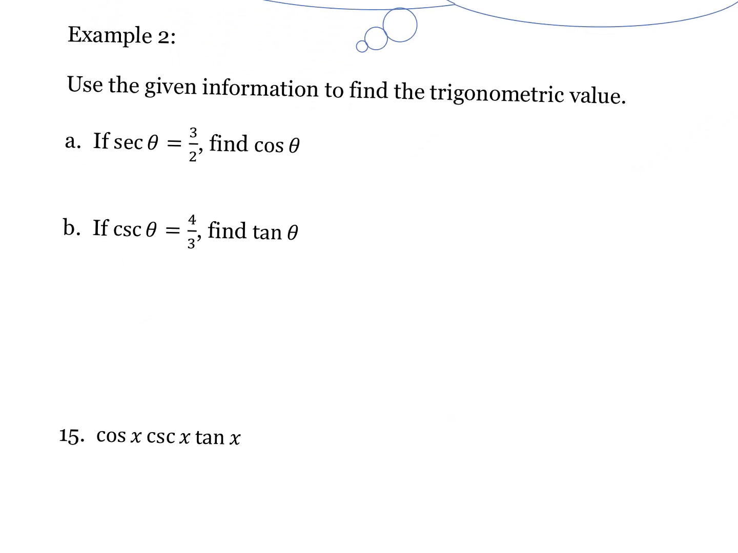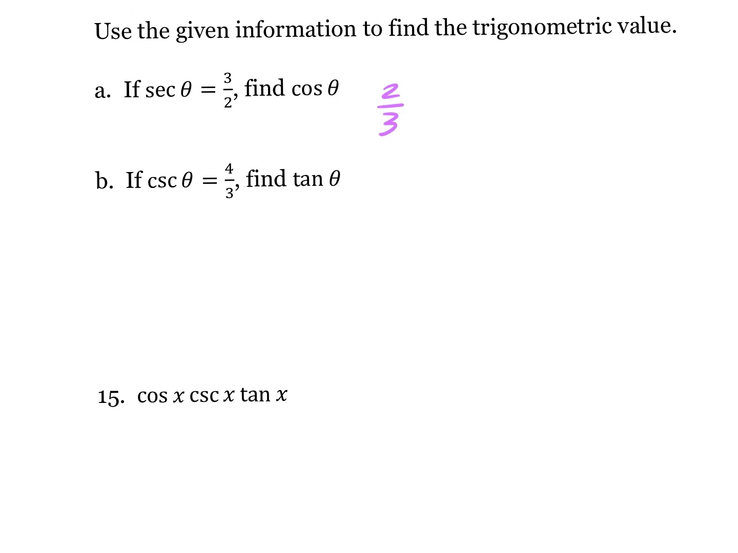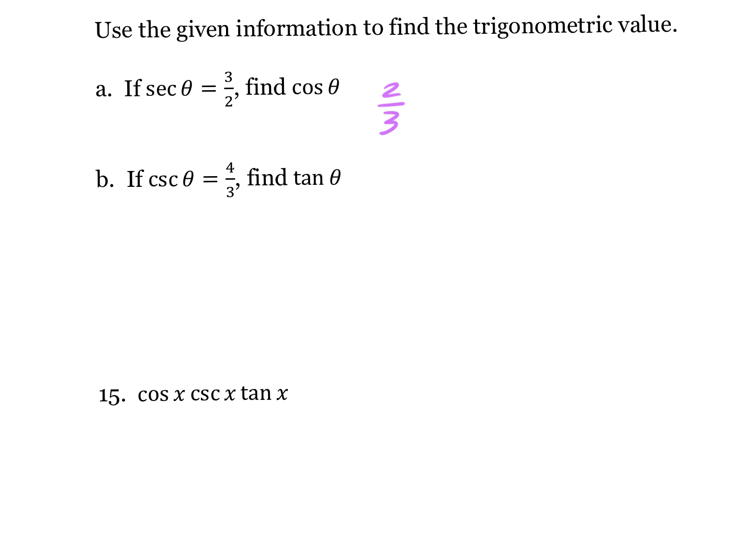Let's think back. If secant is 3/2, cosine? 2/3. Done. You know that secant and cosine are reciprocals. You're done. This one is going to be a little different. Check this out. Cosecant is 4/3. What would I know is 3/4? Cosecant goes with sine. So what would sine of theta be? 3/4. Okay. And then they're asking for the tangent.